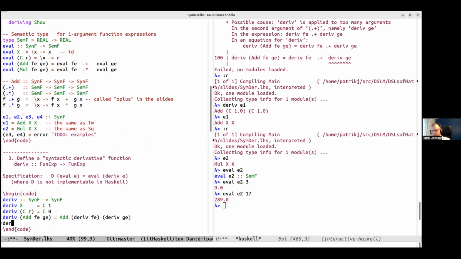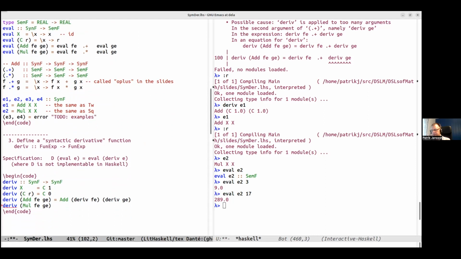So then we need the derivative of the multiplication of fe and ge. And then first, let's write it roughly here. So if we wanted to compute the derivative of f dot times g, so dot times because that's the operator here for multiplying functions. So we know from calculus that this should be the derivative of f times g plus f times derivative of g.